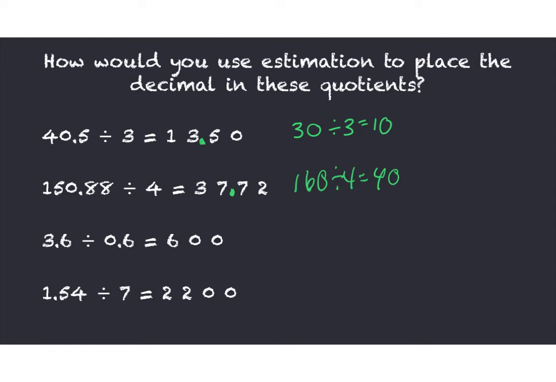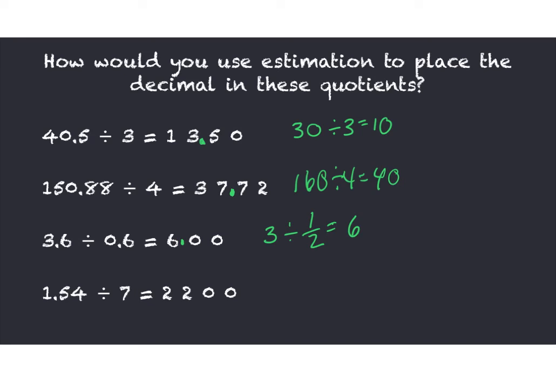3 6/10 divided by 6/10. In this one, I would think about it as 3 divided by a half. How many halves can fit into 3? I know that there's 2 halves in one whole, so there would be 4 halves in 2 whole things and 6 halves in 3 whole things. So my answer should be somewhere around 6. So I will place my decimal right here behind the 6 and in front of that first 0.